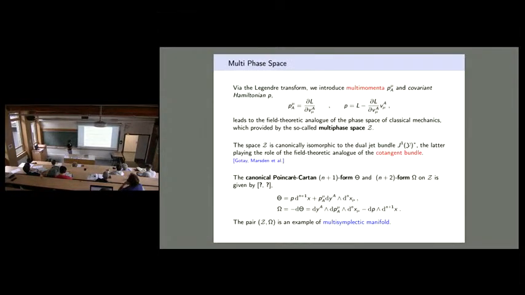So in the same way we pass from a Lagrangian to a Hamiltonian description, in field theory we can do the same. Instead of having momenta, we will have multi-momenta, conjugate to our field configurations, which are defined via some Legendre transform. And in this way, we find the equivalent of the phase space, which is now a multi-phase space, for these extra indexes.